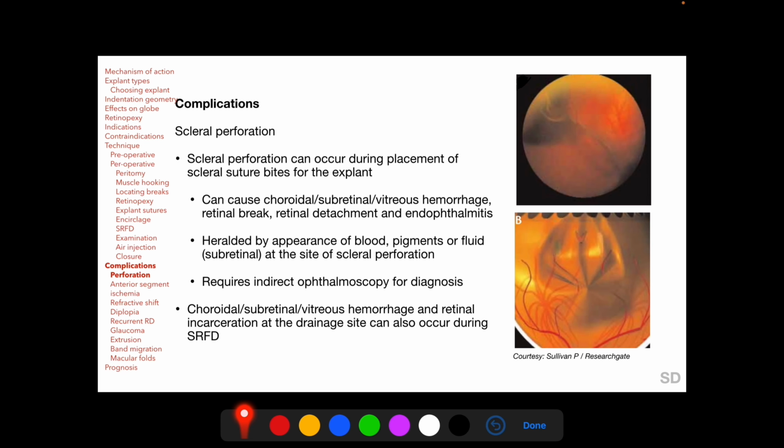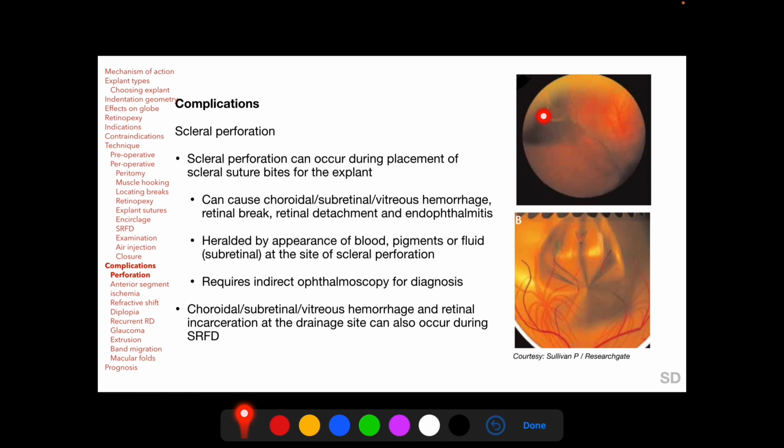Complications of scleral buckling include scleral perforation, which can occur during placement of scleral suture bites for the explant and may lead to choroidal, subretinal or vitreous hemorrhage, retinal break, retinal detachment, and later endophthalmitis. These are heralded by the appearance of blood, pigments, or fluid at the site of scleral perforation and require indirect ophthalmoscopy for diagnosis. Intraocular hemorrhage and retinal incarceration at the drainage site can also occur during subretinal fluid drainage.